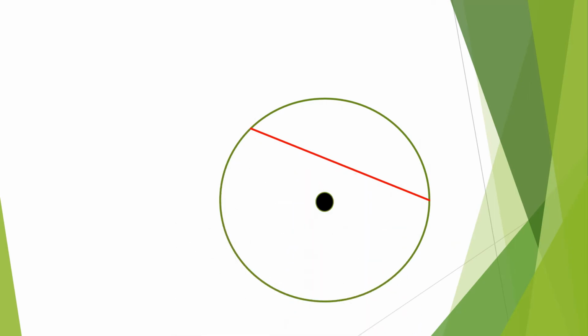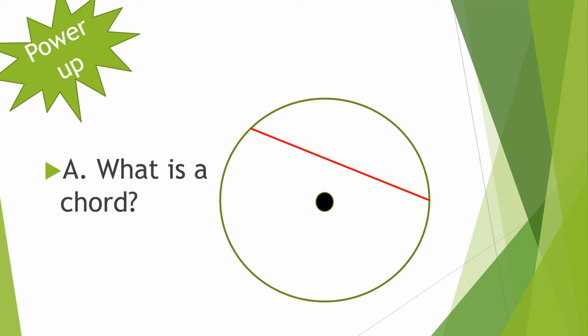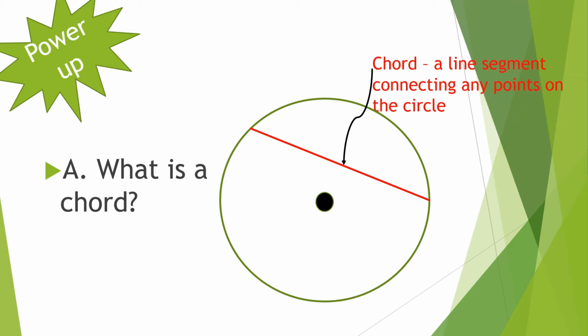So we have here a circle and let's define a chord. What is a chord? Let's have a brief view. A chord is a line segment that connects any two points on the circle. So this line segment in red is a chord because it connects 2 points on the circle.